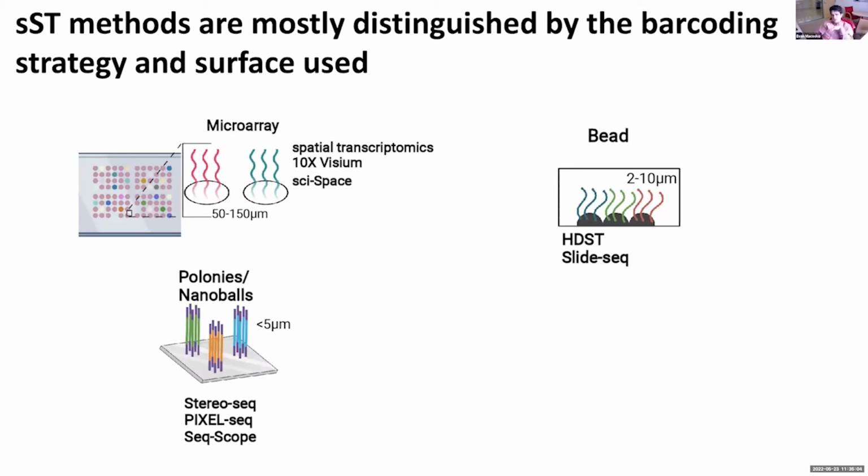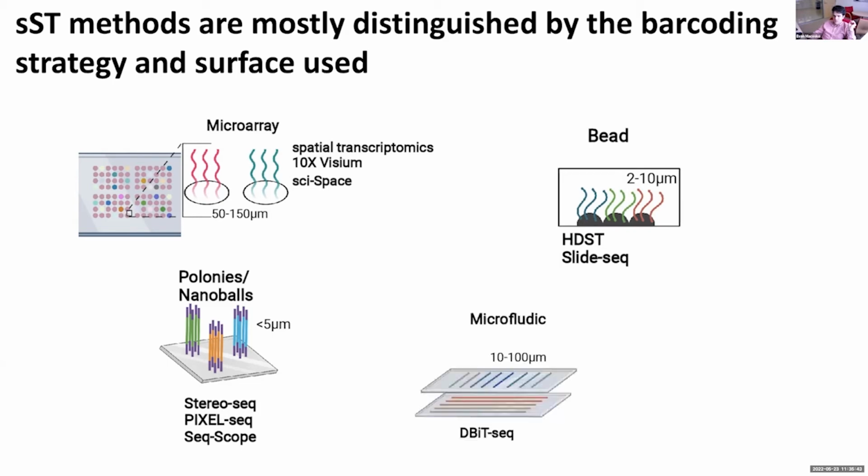There's now another family of strategies that utilize polonies or nanoballs as a way of indexing a surface. So individual molecules are spotted down onto a surface that have a unique randomer on them. And then that randomer is amplified locally, either through rolling circle amplification or through bridge amplification on an Illumina sequencer. And then that spot can be indexed in situ or through sequencing of that slide to get the locations of those barcodes. And there, StereoSeq is the strategy that utilizes the nanoballs, and PixelSeq and SeqScope utilize the Polony strategy.